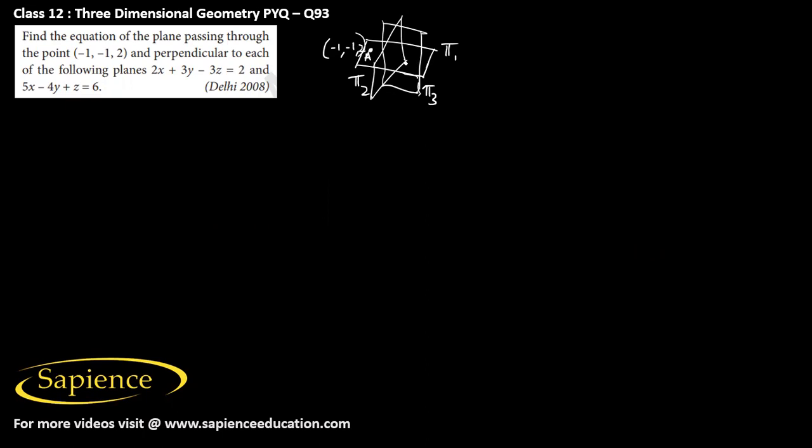So here we can see that if the normal vector to the plane pi2 is n2 vector and the normal vector to the plane pi3 is n3 vector, then the normal vector to the plane pi1, which is n1, should be perpendicular to both these normals n2 and n3. So n1 vector is perpendicular to both the normal vectors n2 vector and n3 vector.